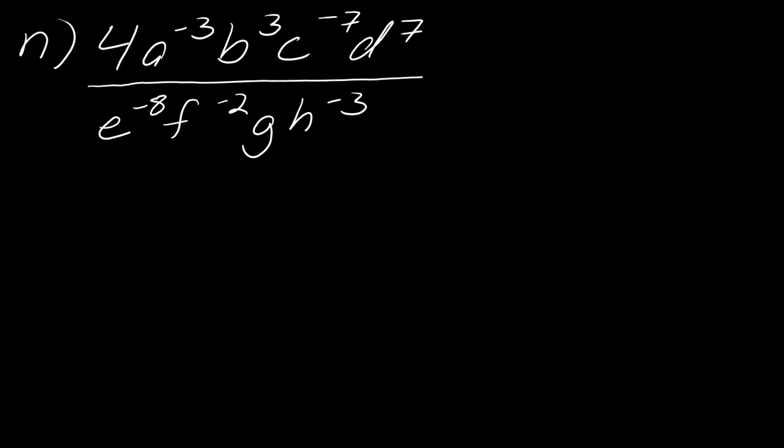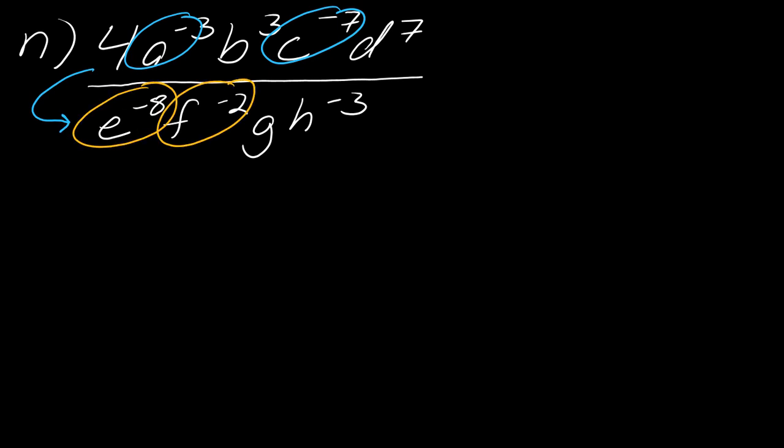Okay, so this is one of my favorite problems to give because there's A, B, C, D, E, F, G, H. So there are no common variables. The only thing this is actually asking you to do is to move things where they belong. This A and this C both need to move to the bottom, while this E, this F, and this H are the only things that need to move.